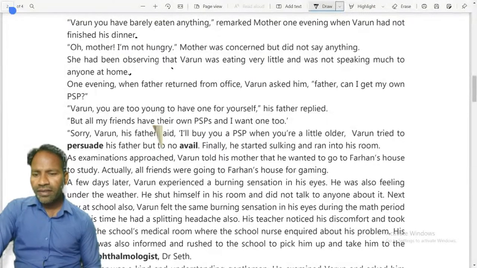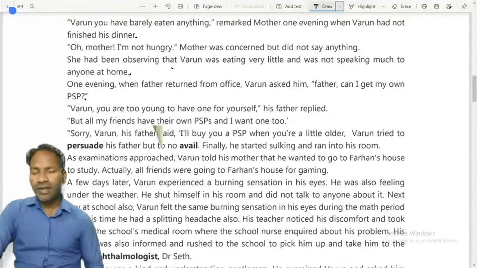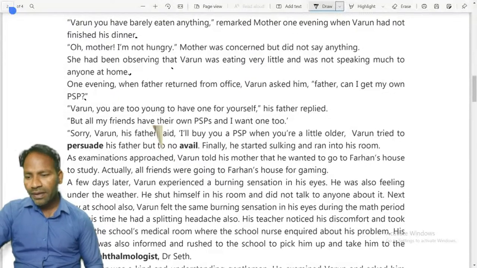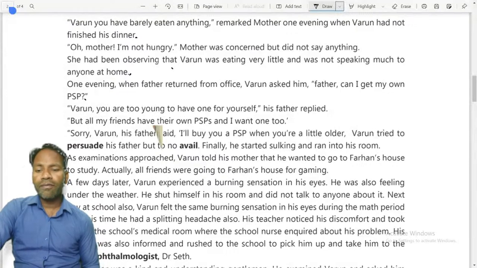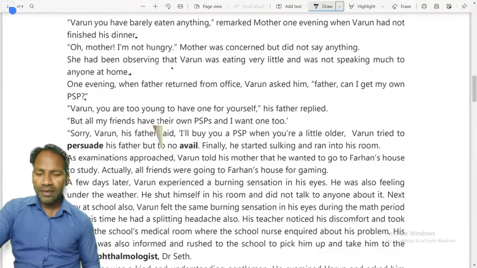One evening, when father returned from office, Varun asked him, "Father, can I get my own PSP? Can you give me a PlayStation Portable to play games?" Father said, "Varun, you are too young to have one for yourself. You are not mature enough to play games on the PSP." Varun said, "But all my friends have their own PSPs and I want one too."